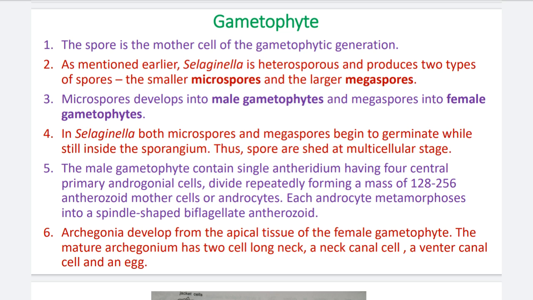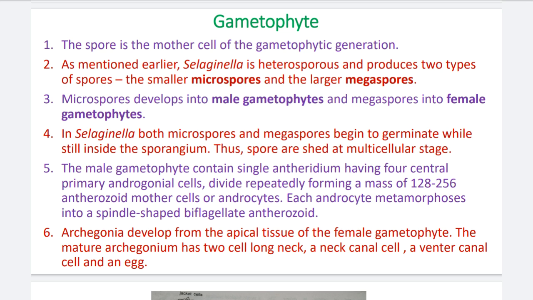Number 5. The male gametophyte contains a single antheridium, having 4 central primary androgonal cells. Four centrally located androgonal cells are there. Androgonal cells are nothing but sperm mother cells, antherozoid mother cells, spermatozoid mother cells, or male gamete mother cells.